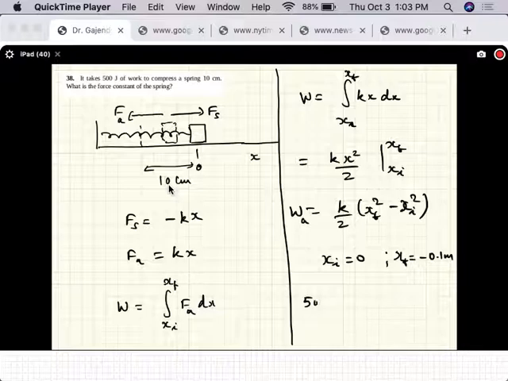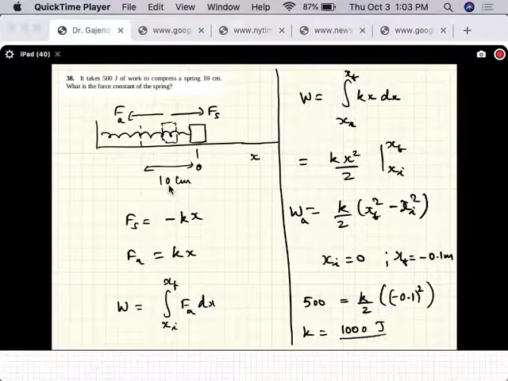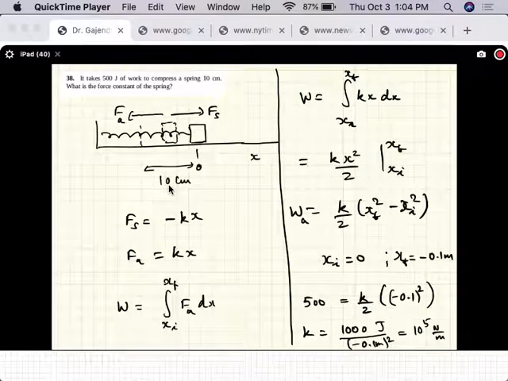Okay, so 500 joules was equal to k by 2 times minus 0.1 meters squared. So k is equal to 1000 joules divided by minus 0.1 meters squared. And this works out to 10 to the power 5 Newton per meter. So the spring constant is 10 to the power 5 Newton per meter, 100,000 Newton per meter.